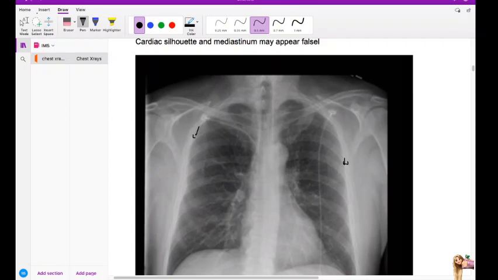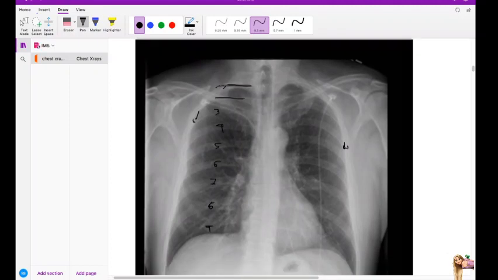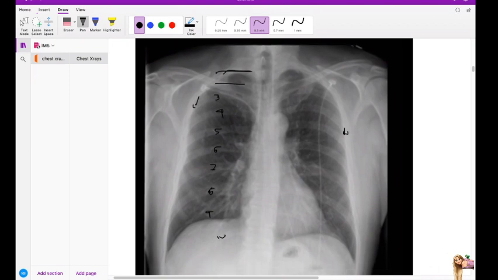If you're counting ribs over here, this is the first rib, posterior ribs. First, second, third, fourth, fifth, sixth, seventh, eight, nine. You can also actually see 10 over here. So 9 to 10 posterior ribs, that's fine. And then anterior ribs are these ones. So this is one, this is two.